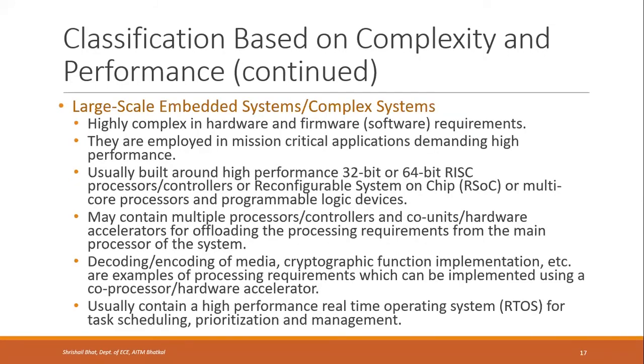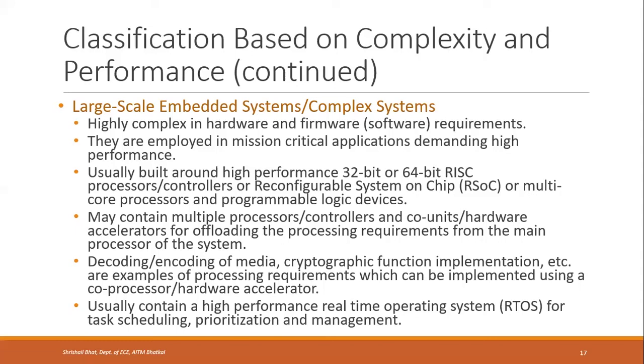Then we have large scale embedded systems or complex systems. They are highly complex in hardware and firmware or software requirements. They are employed in mission critical applications demanding high performance, where timing requirements are very critical. They are usually built around high performance 32-bit or 64-bit RISC processors or controllers, or reconfigurable system on chip, or multi-core processors and programmable logic devices. We normally use RISC, like ARM microcontrollers or microprocessors, that is reduced instruction set computing, and multi-core processors, where the processors have more than one core and things can be executed in parallel.